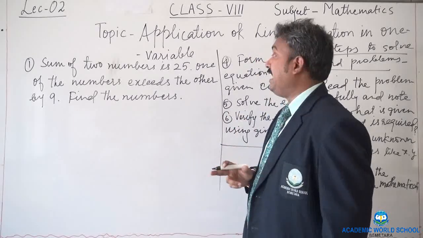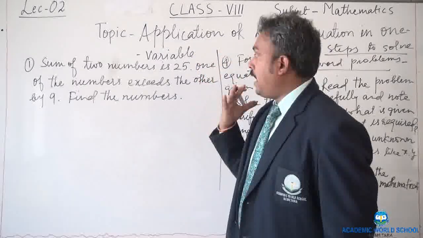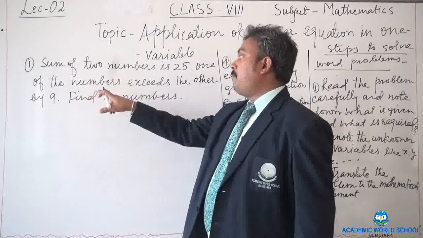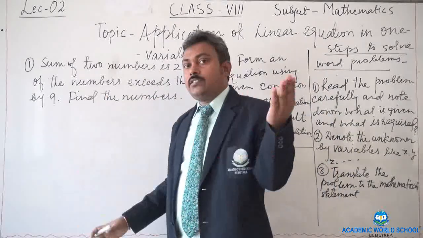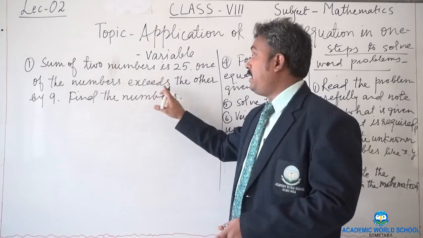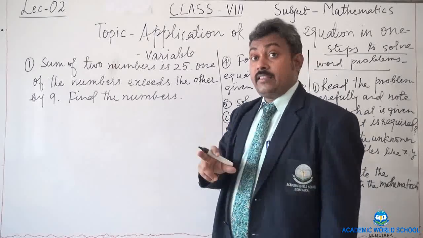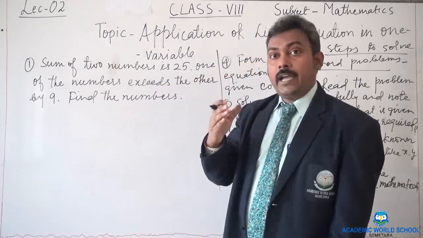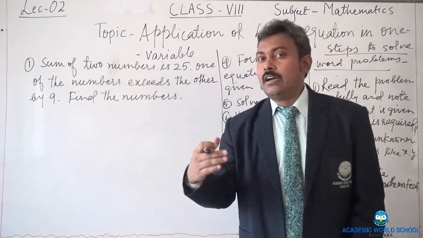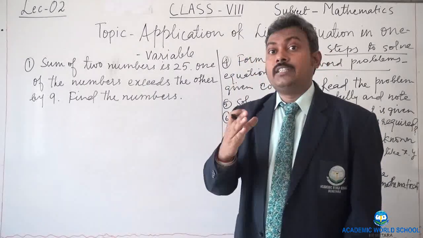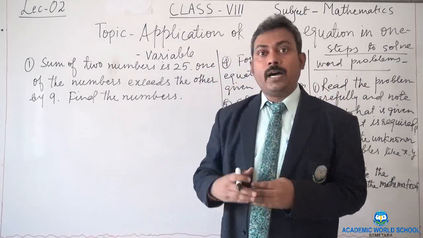Now, if you go through these steps, let us read the question very carefully. Sum of two numbers is 25, which means if we add two numbers, we will get 25. Then one of the numbers is exceeding the other by 9. What is the meaning of this? Exceeding means is greater. So one number is greater than the other by 9. For example, suppose one number is 5, then the other number should be 14. Then only the other number will exceed the first one by 9.